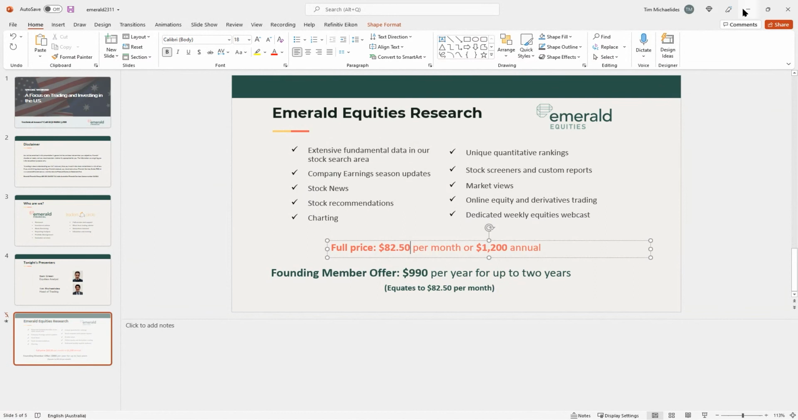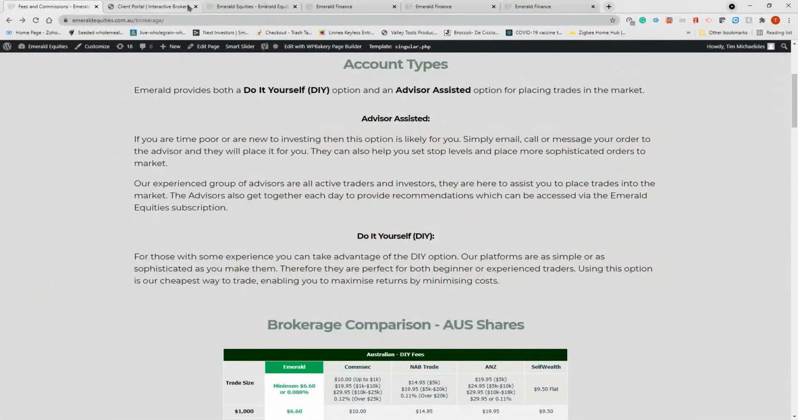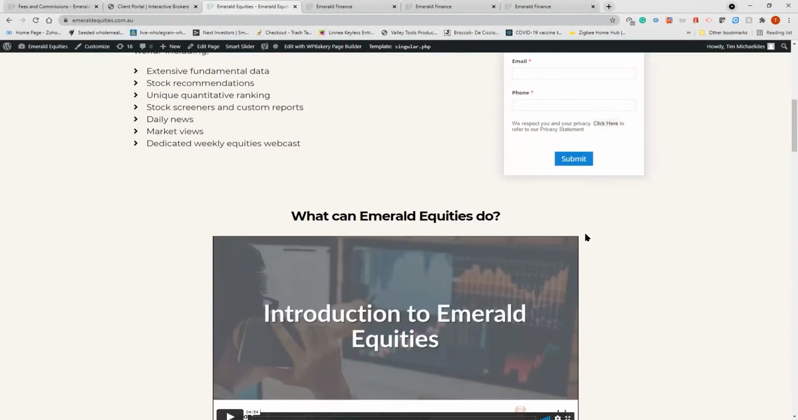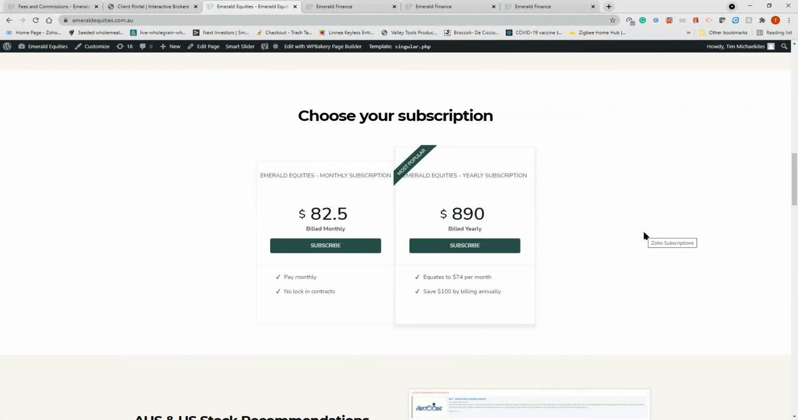I'll just flick straight over to the website. Actually, it might be better. My apologies, I jumped onto a slide that's a bit old. Okay, $82.50. You'll put GST on top of that, guys, is what you'll be paying if you want to go monthly. $8.90 if you want to pay for a full year in advance.